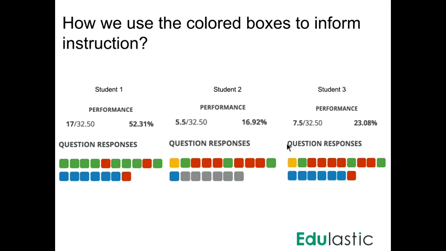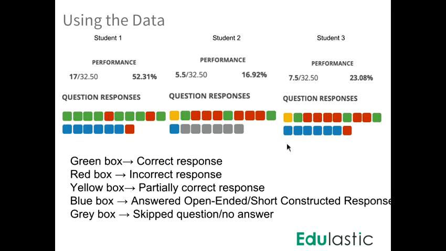Great. So this is what I was speaking about before, how we use the colored boxes to inform. This is just student 1, student 2, and student 3. This is their data. So go to the next slide, please. All right. I've changed their names, obviously, to student 1, 2, and 3, but this is real data. And the green boxes, so it says the performance. Let me start with that.